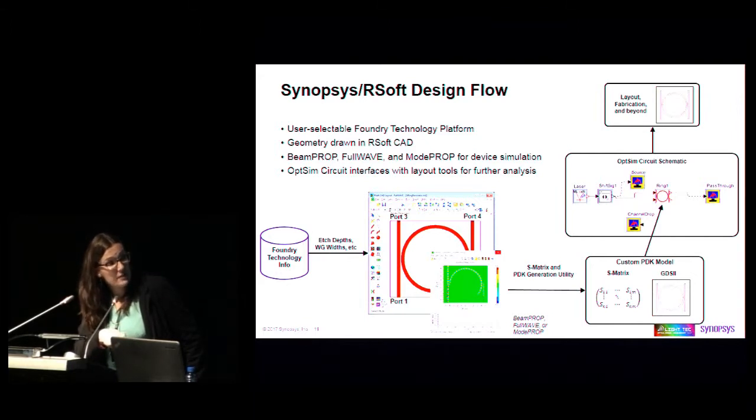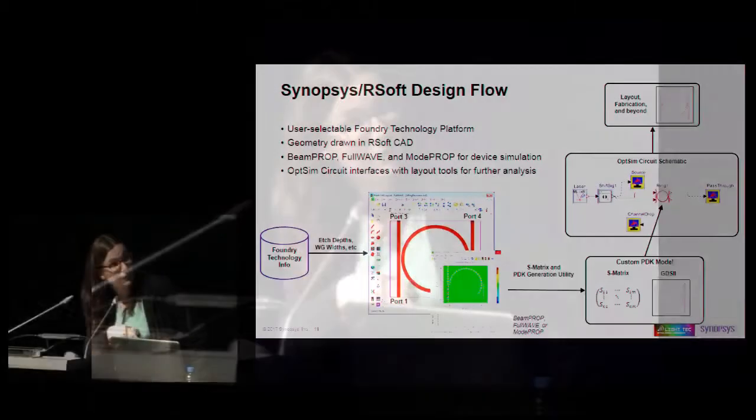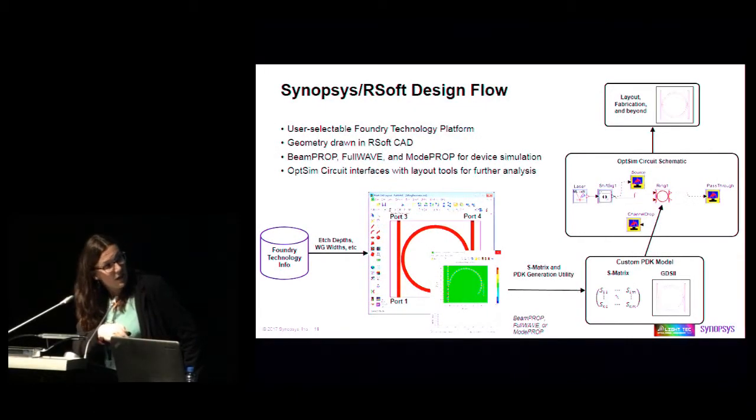When we have all this information as a matrix, we can go up to the circuit level, and the tool that we are using in RSoft is OptSim Circuit. And then when the validation is done at the photonic integrated circuit level, we can go to the mask level using Phoenix Software OptoDesigner, for example. That's the design flow.